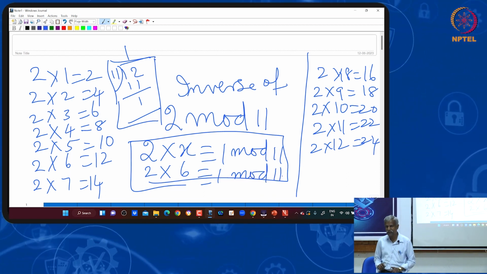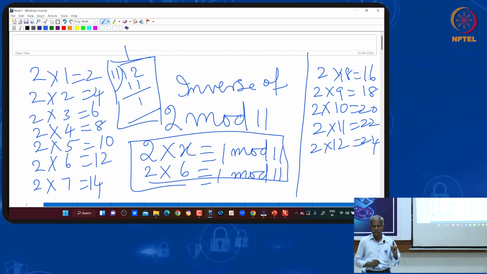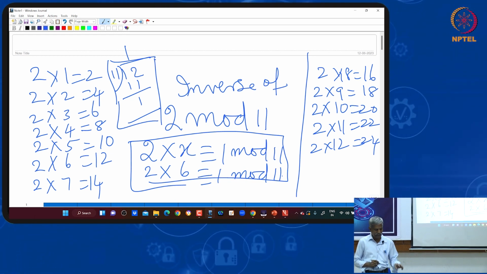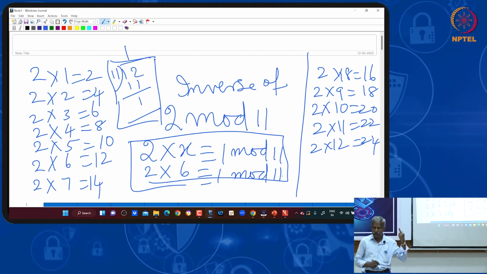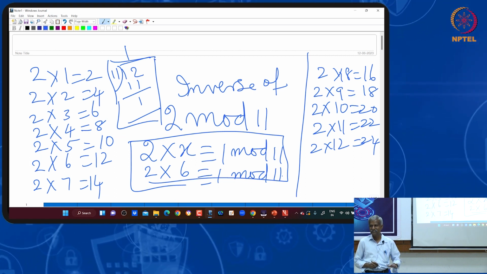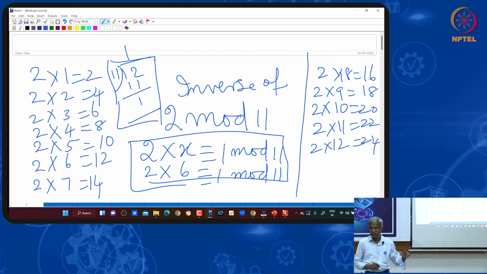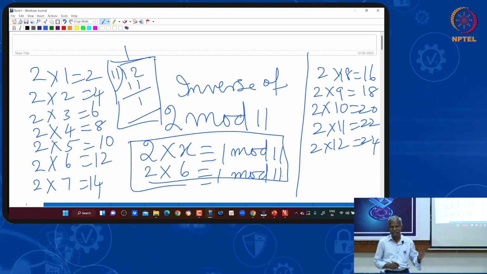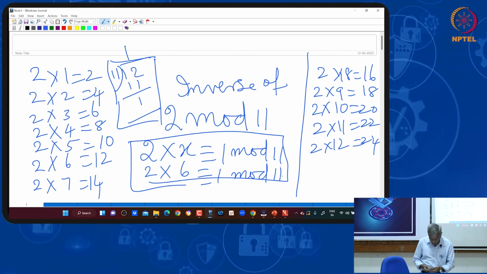Why 2 into 6 equal to 1? 2 into 6 is 12. 12 mod 11 is 1. So 2 into 6 equal to 1. Therefore, the inverse of 2 is 6. The inverse of 6 is 2. So if you are able to understand this point, then whatever cryptography I am doing will be convenient to you. Otherwise, it will be difficult. I come to some other algebra.